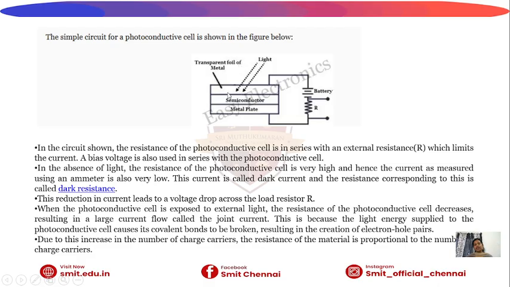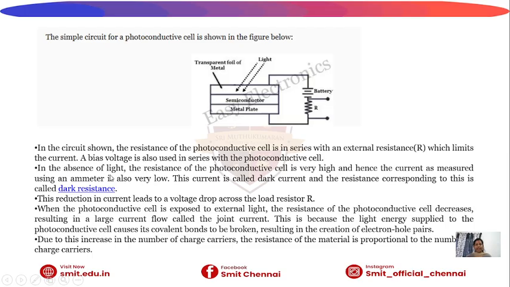On this transparent metal the light is incident. The light may be any light, sunlight or anything with some brightness. The cell, a resistance and the battery are connected in series. When the light is increased, the resistance will decrease. If the light illumination is decreased, then the resistance will increase. This is the working principle.